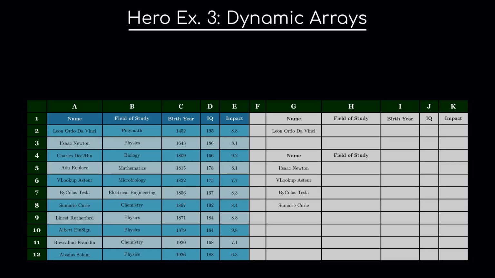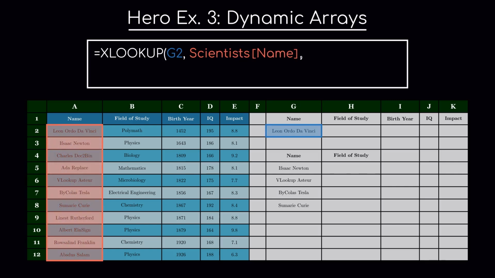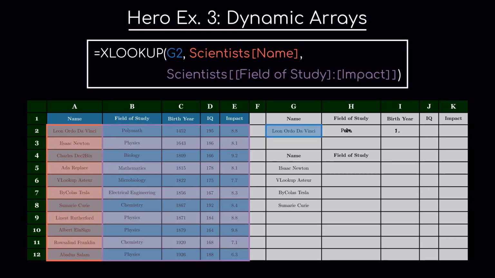For example, if we wanted the values for all the fields for a given scientist, in this case Leonardo da Vinci, we could simply use XLookup to look up Leonardo da Vinci in the names column, and then select all the other columns from field all the way to impact, and we would get all of these returned in our result.